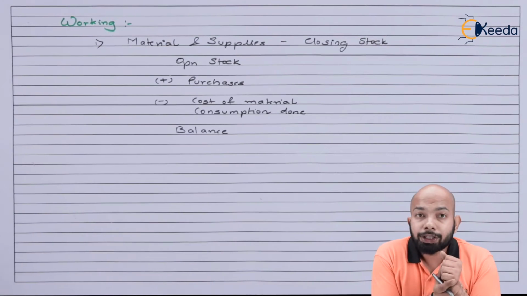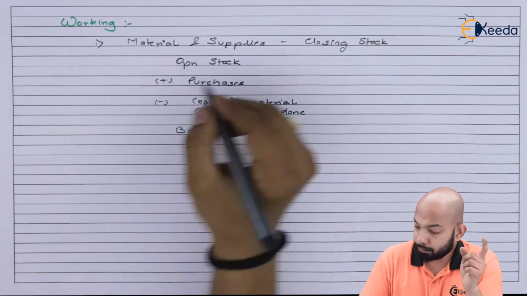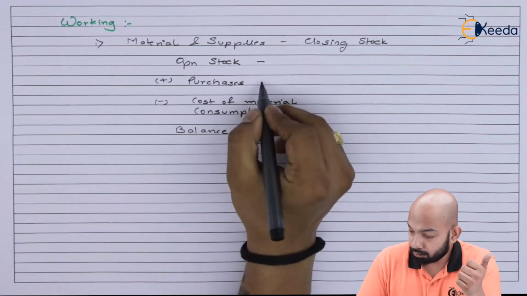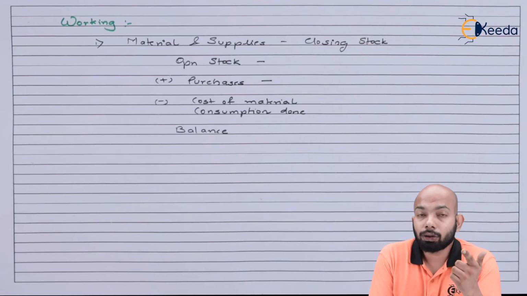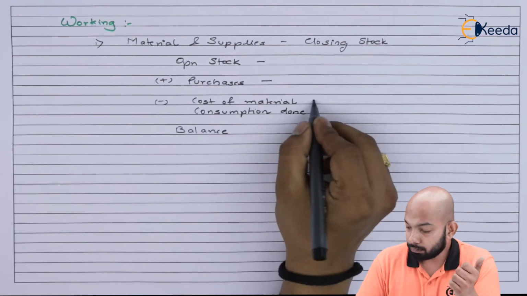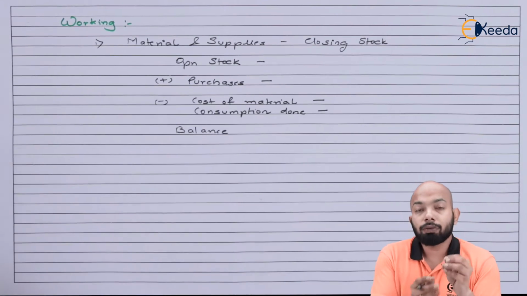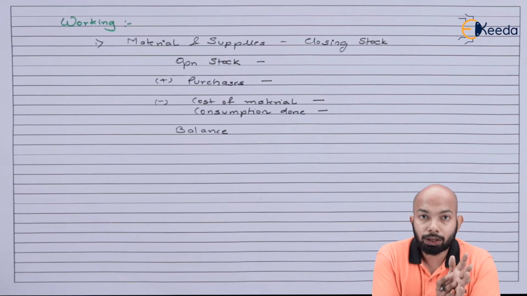So the format that we've mentioned here is opening stock. We have to add purchases in it. We have to subtract the cost of material. After that, whatever consumption has been done, we have to subtract that also. Whatever balance will be left will be the closing stock here. So let's mention the opening balance.